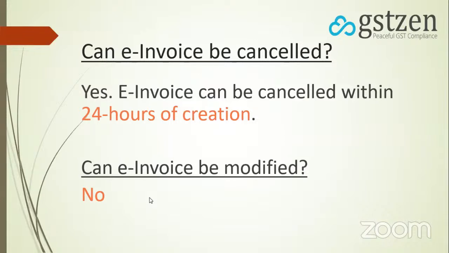Can an e-invoice be modified? No. Once you have generated an e-invoice, you will not be able to change any detail. Let's say by mistake you put the quantity wrong. Can you change it? No. By mistake you put the wrong buyer GST number. Now you cannot change it. There's no possibility to change any details. The only option is to cancel the e-invoice and generate a new one. That too you can only cancel within 24 hours.